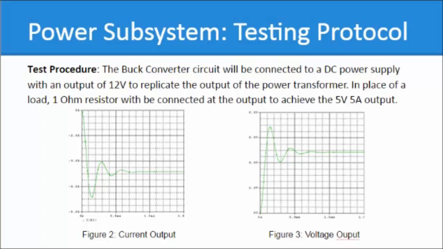As of the moment, the buck converter passes half of this test because it can produce the required 5 volt output as shown in figure 2, but is producing a negative 5 amp output as shown in figure 3. In the coming weeks, the issue with the design will be fixed and the circuit will be created on a breadboard.